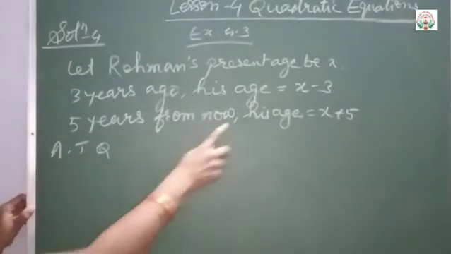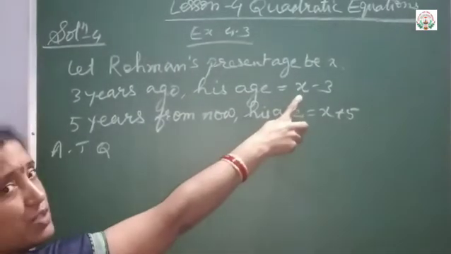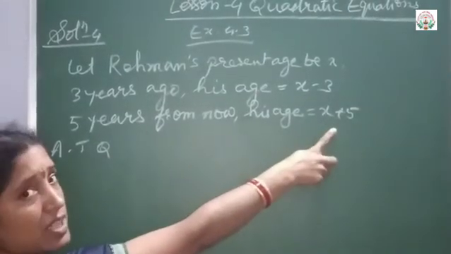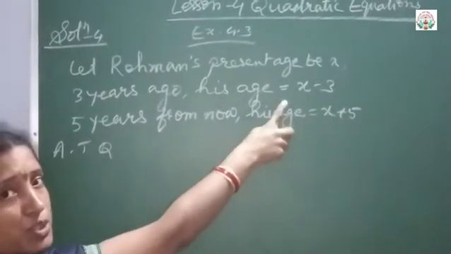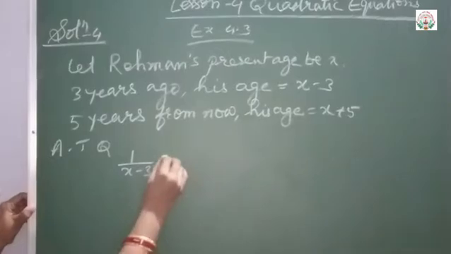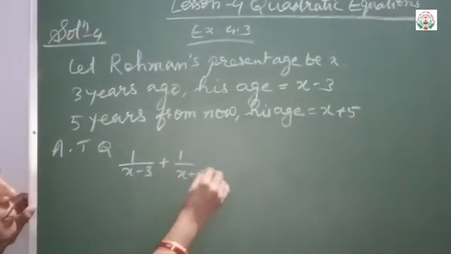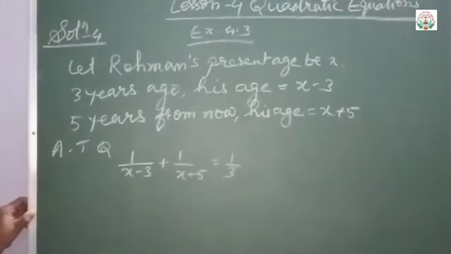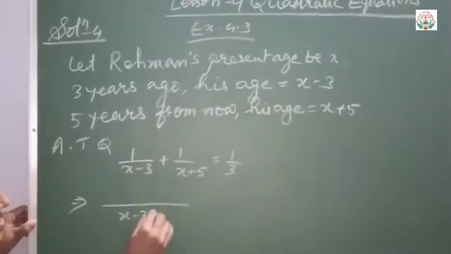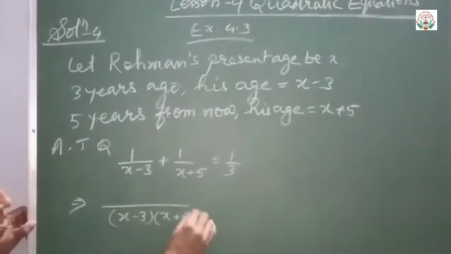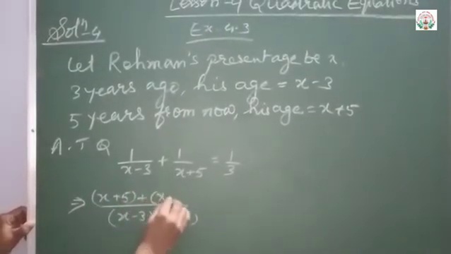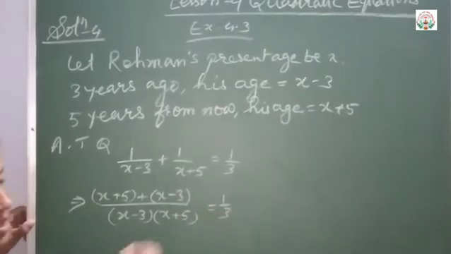The sum of the reciprocal of this age. Reciprocal of this age will be 1 upon x minus 3, and reciprocal of this one is 1 upon x plus 5. So the sum of the reciprocal of these two is 1 upon 3. That means 1 upon x minus 3 plus 1 upon x plus 5 is equal to 1 upon 3. Okay, now solve this equation, that is x minus 3, LCM will take x plus 5. Now the numerator will have x plus 5 plus x minus 3 equals to 1 upon 3.